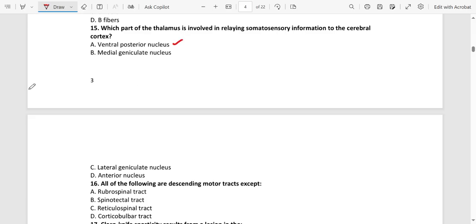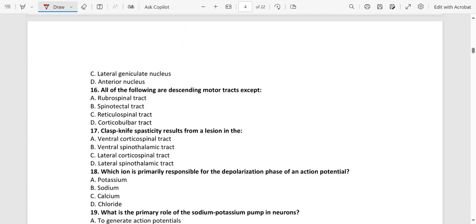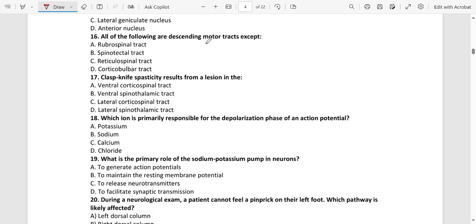So it's ventral nucleus. Number 16 is saying all the following are descending motor tracts except rubrospinal, spinotectal, reticulospinal, corticobulbar. What do you think? Which one among these is not a descending tract? Anyone? Spinotectal, excellent.